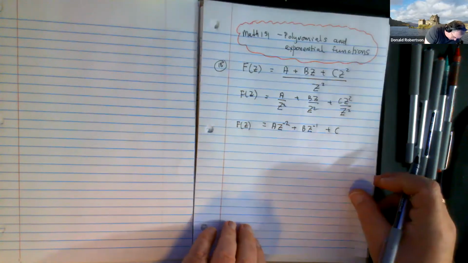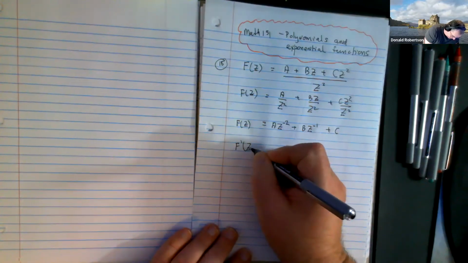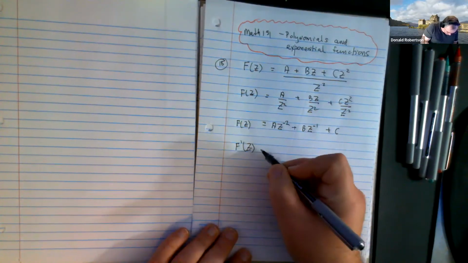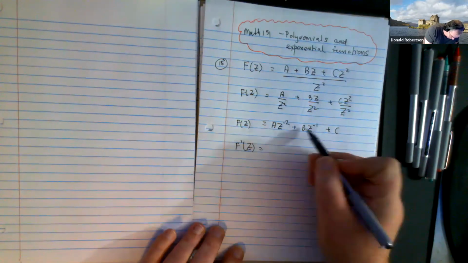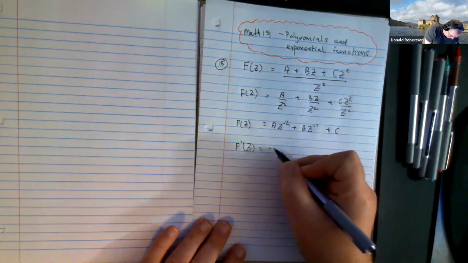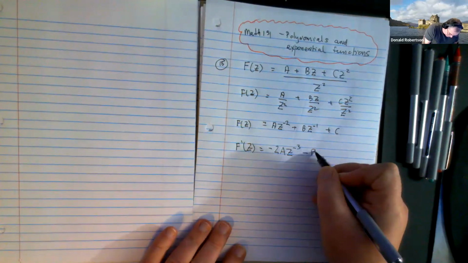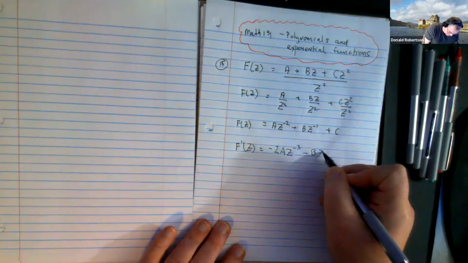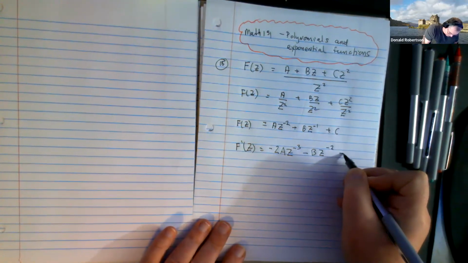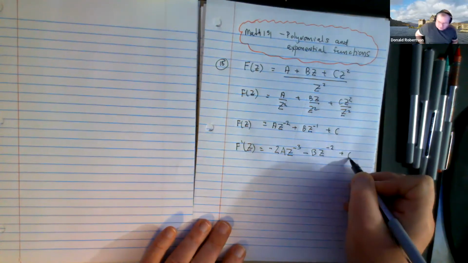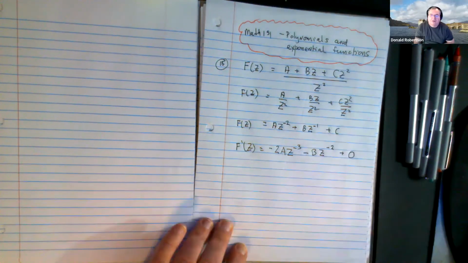How about finishing the question then? Well, you differentiate, and it's a power rule. As long as you can write them as powers, it's a power rule. Multiply by the power and reduce the power by 1. Multiply by the power and reduce the power by 1. And plus 0.